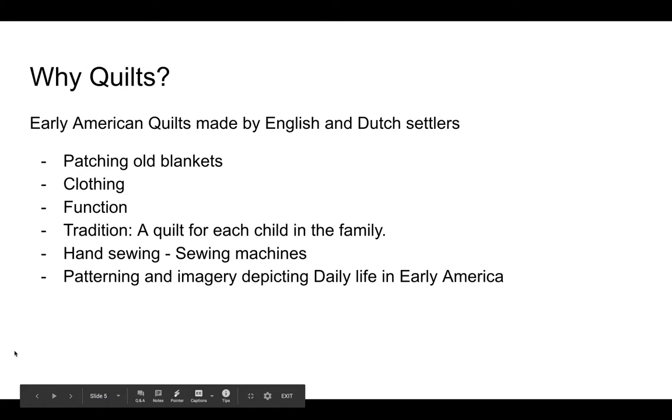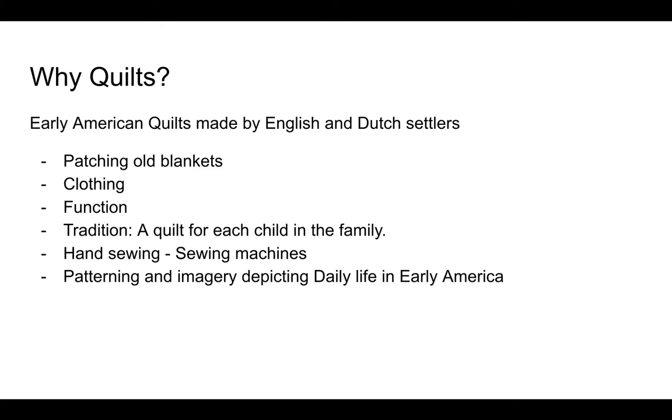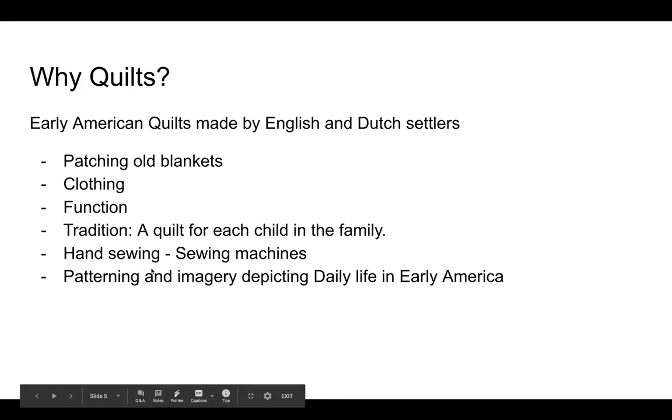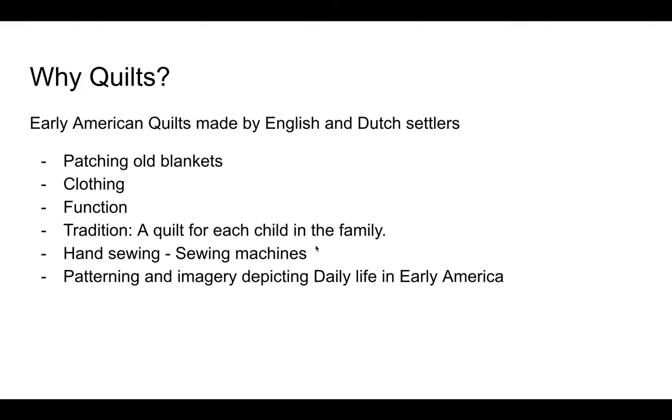So the reason they made quilts during this time is most of the early American quilts that we have record of today were made by English and Dutch settlers. And they were just coming to America and starting to make their life here. They would patch old blankets, make clothing with fabric. They had the function that they needed to keep warm. They sometimes were made as a tradition. So, for example, they might make a quilt for each family, for each child in the family. And then we also can see how their techniques changed from hand sewing to machine sewing as the years progressed.